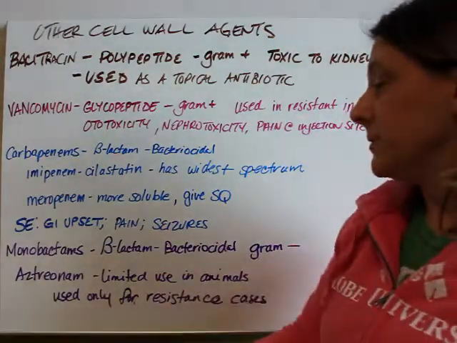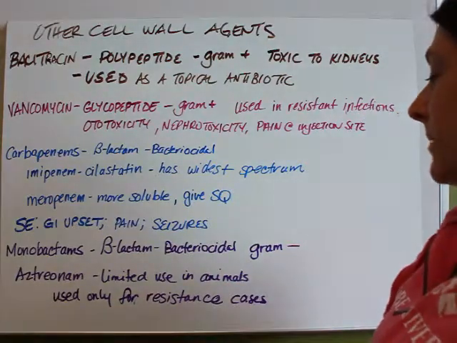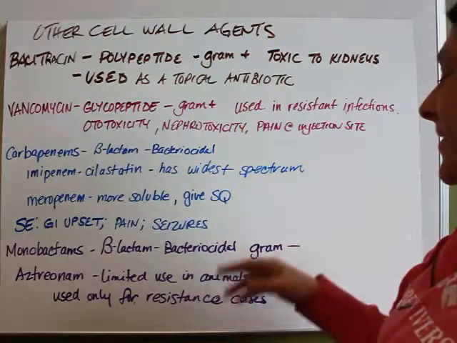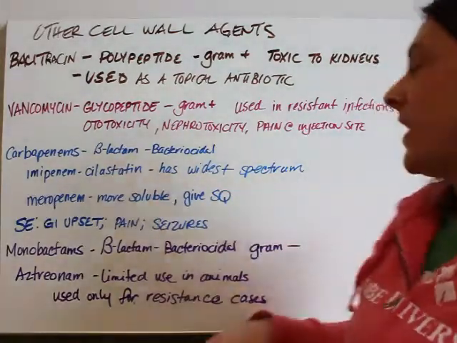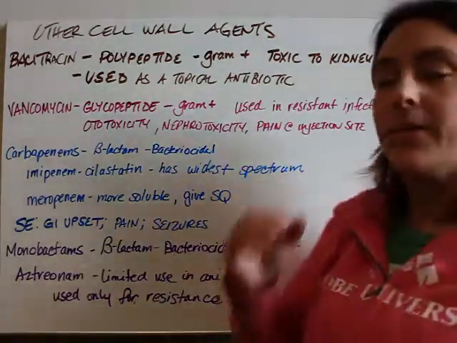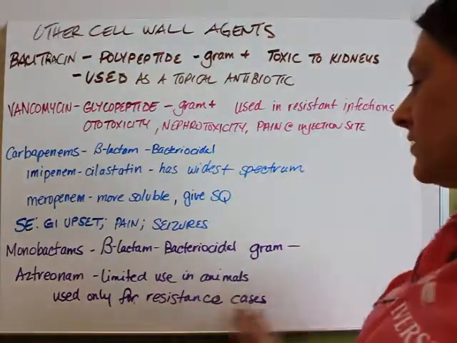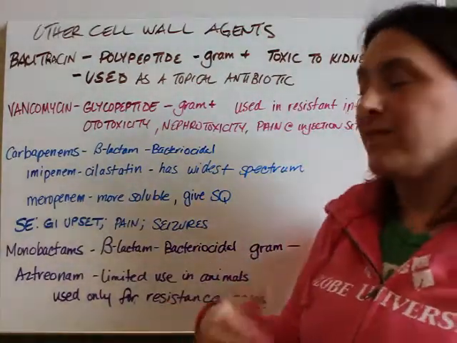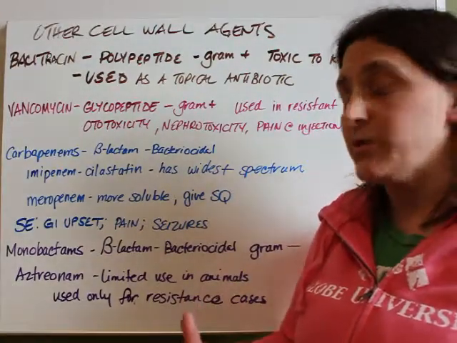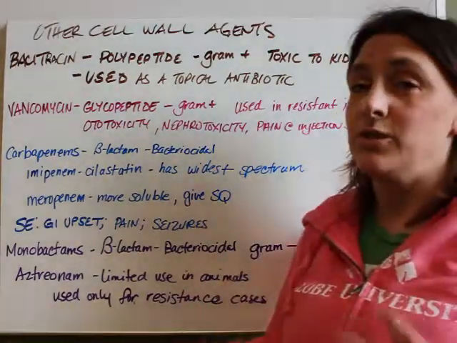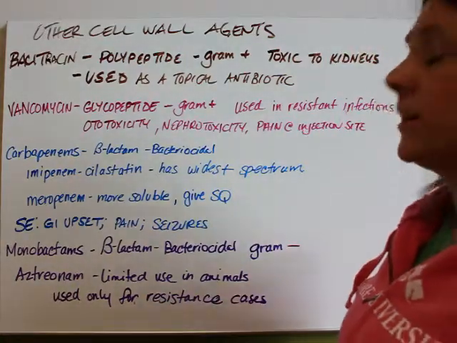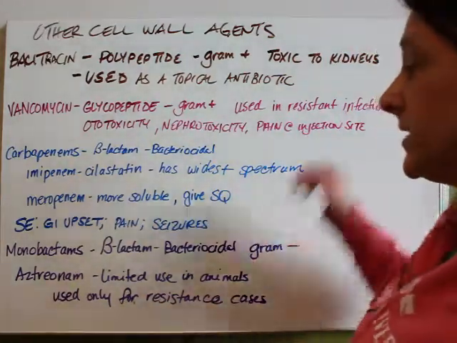So monobactams, this is a beta-lactam. It is bactericidal. They use this for gram-negative, and really this is the drug of last choice. It has a very limited use in animals. It's not used a lot. It's usually actually used in humans more, but you can use it in cases that are extremely resistant.